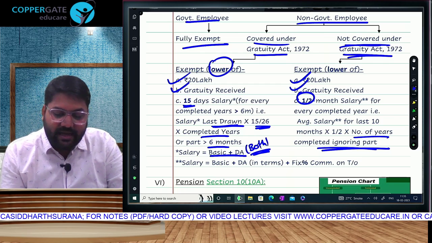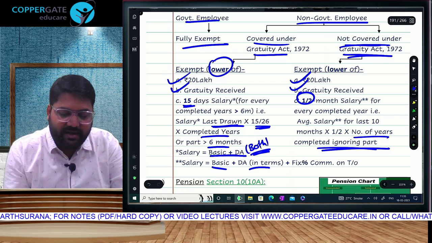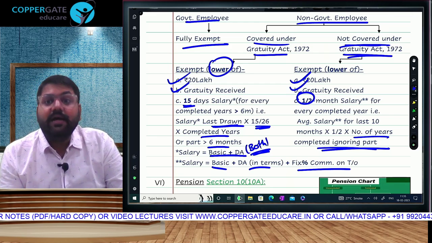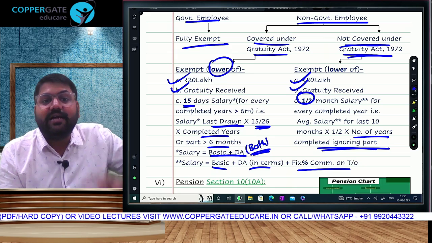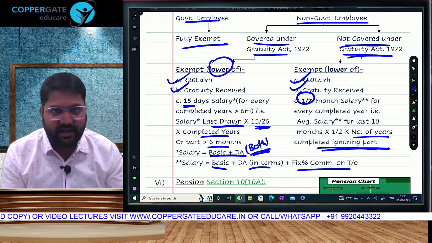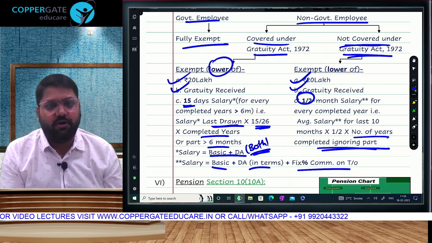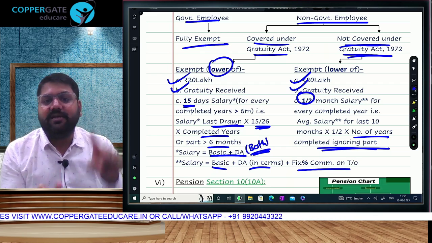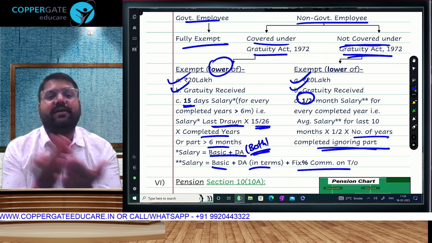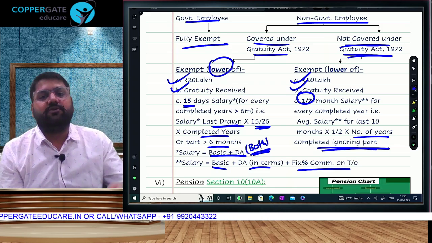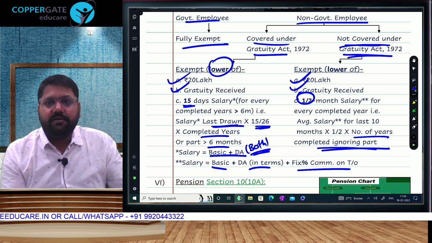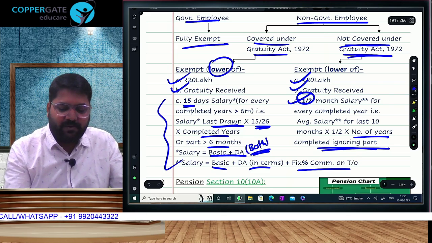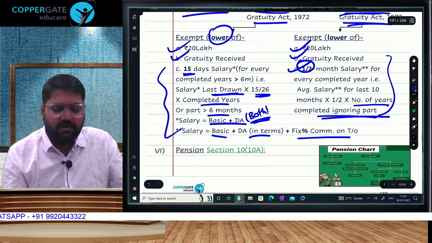And while taking salary also, we will take basic plus DA in terms plus fixed percentage commission on turnover. The DA not in terms will be excluded. And this salary will be the average of the last 10 months before the month of retirement. So if you retire in January, we will take the last 10 months ending on December. If you retire in February, the last 10 months ending on January. For that total period, the basic, DA in terms and fixed percentage commission divided by 10 is the average salary, into half, into number of years ignoring part. That salary will be taken for this purpose. That third amount will be computed like that. So this calculation is as per POGA. This is as per not under POGA, so as per income tax.